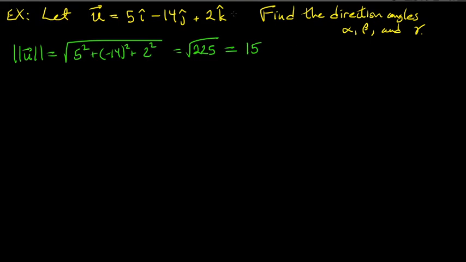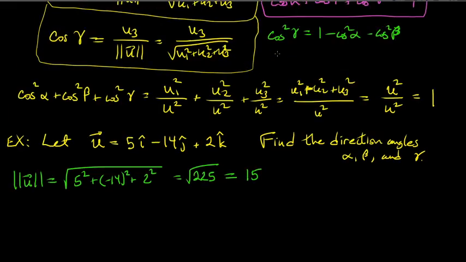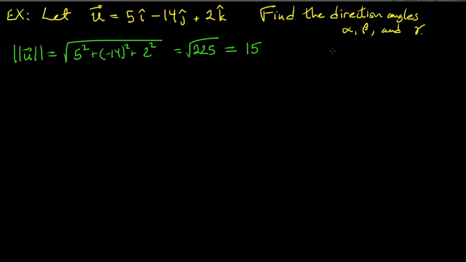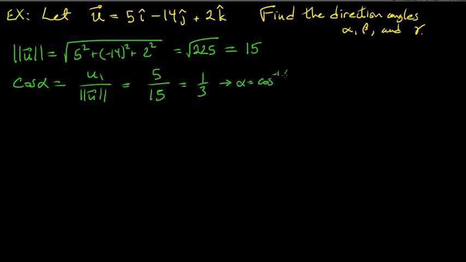It's exactly 15. Okay, so don't count on that always happening, where the denominator turns out to be a perfect square, right? It just happens to be the case here. Okay, so the cosine of alpha will just be u1 over the magnitude of u. u1, of course, is just 5, and the magnitude of u is 15, so that reduces to 1/3. So alpha is just the inverse cosine of 1/3.